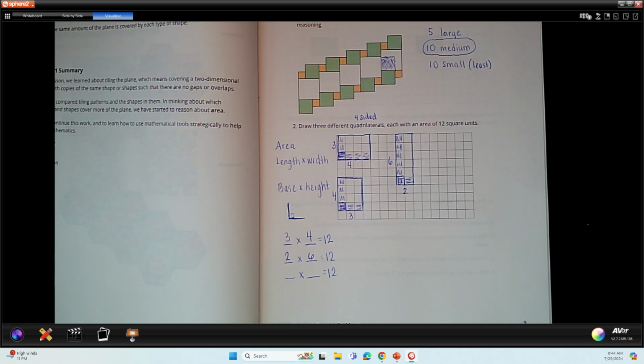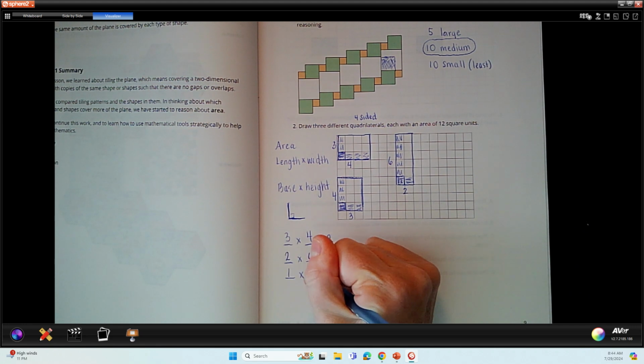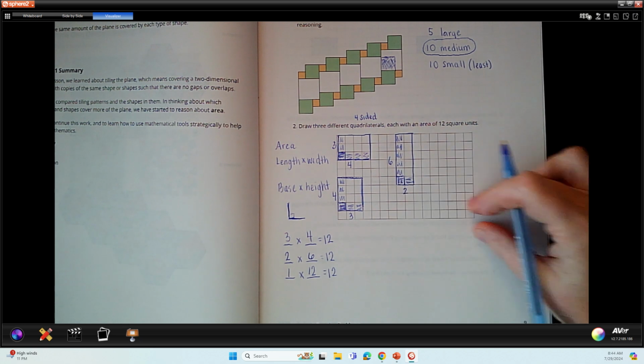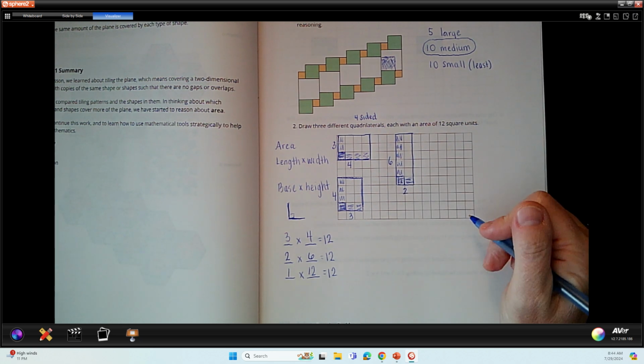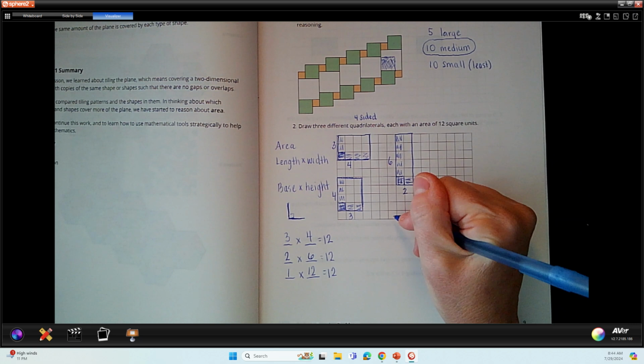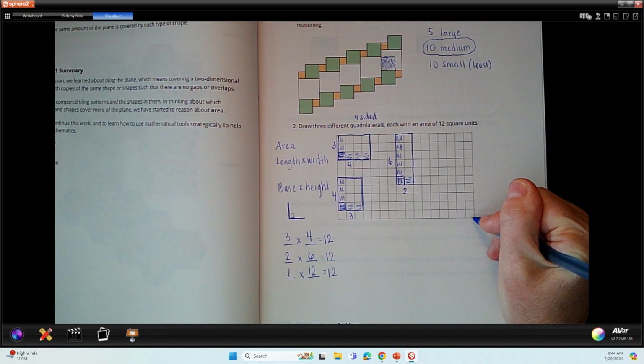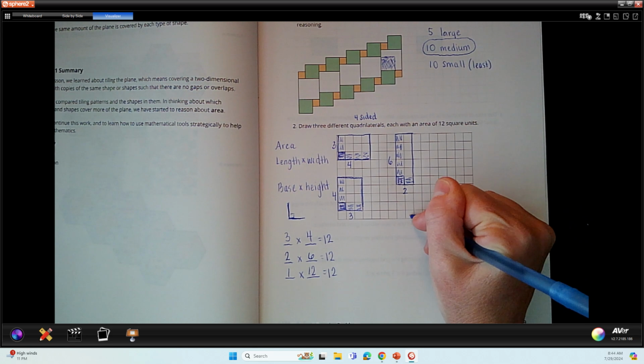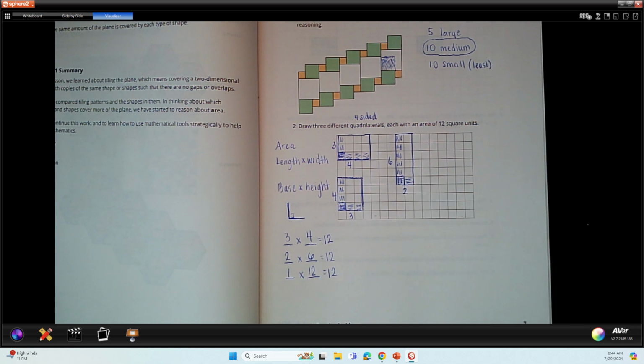So another way we could do this, if we wanted to make something completely different, is 1 times 12. This would be the other way to make an area of 12. 1 times 12, that would be something tall, very narrow, or across the bottom. Let's see how many boxes I have across the bottom. Do I have enough to make 12? I'm going to start at the corner. 1, 2, 3, 4, 5, 6, 7, 8, 9, 10, 11, 12. Cutting it pretty close there.